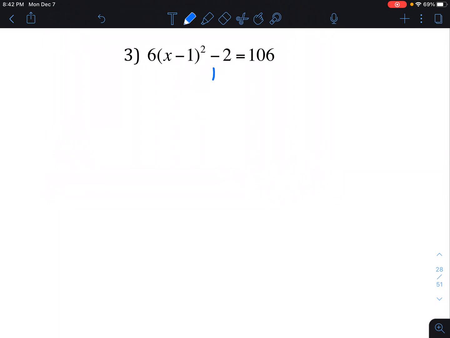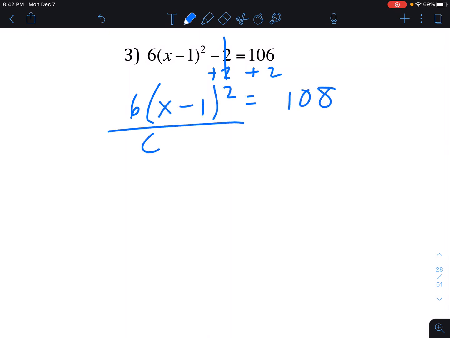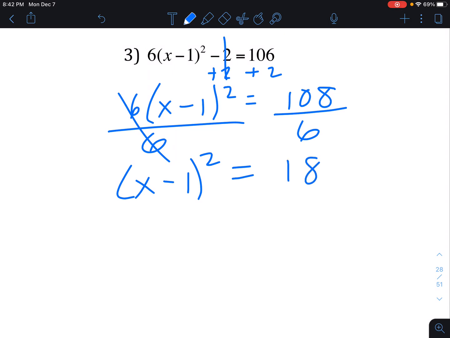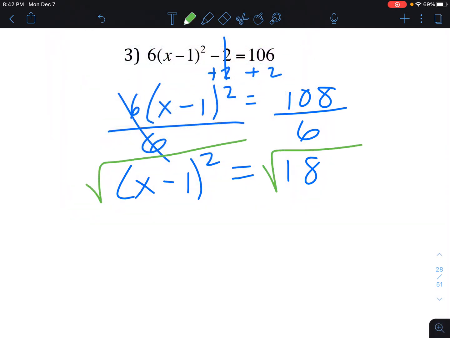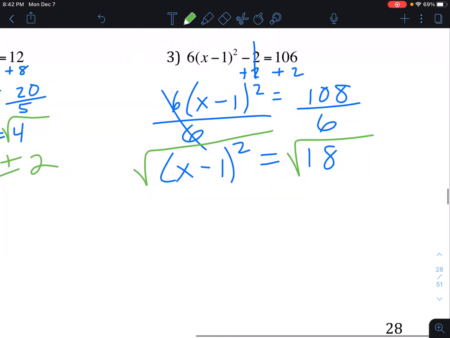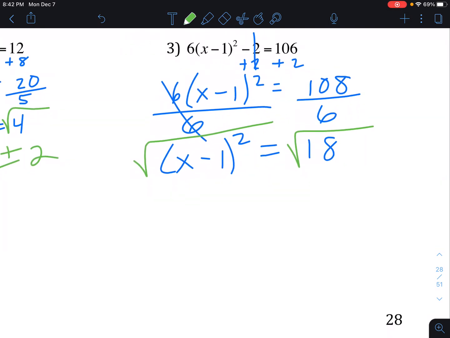First step, add 2 to 106. I hope you didn't distribute here. I hope your second move was divide by 6. Remember, we're getting parentheses squared by itself. That would be 18. Then you square root. Nowhere did we distribute today. So square rooting, we'll get rid of the exponent and the parentheses.